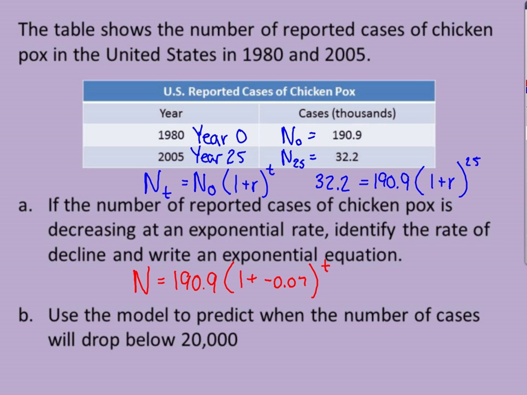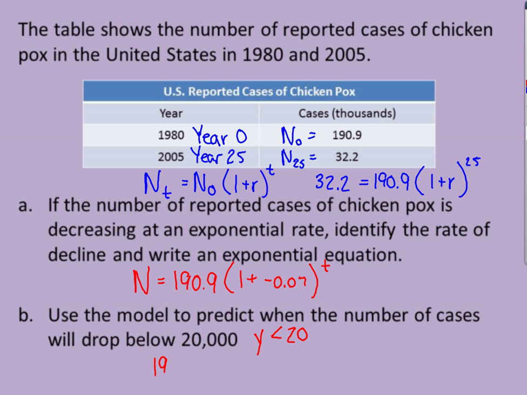Now we're going to use the model to predict when the number of cases will drop below 20,000. So to do this, we are going to graph your original function that we just wrote the equation for, and you're going to look for a y value that is less than 20,000, which, since these are written as decimals, means we're looking for a y value that is less than 20. And if you graph it, it's going to be approximately at year 32 that this will be below 20.